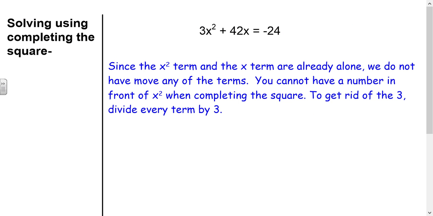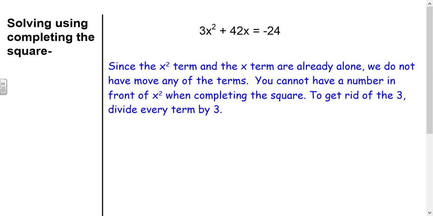All right, one last example. Okay, we have 3x squared plus 42x equals negative 24. Now, you'll notice that this time there is a number in front of x squared, and that makes this a little bit more complicated because we can't have a perfect square trinomial with that number in front. It makes it a lot harder to do. We can't use our b divided by 2 squared formula unless there's no number in front of x squared.